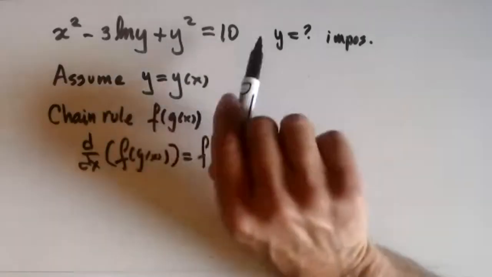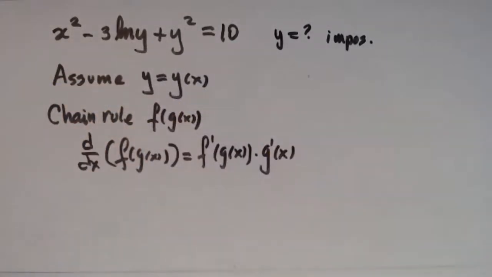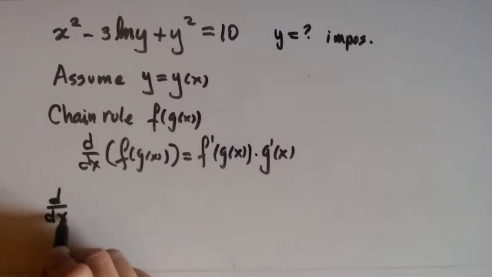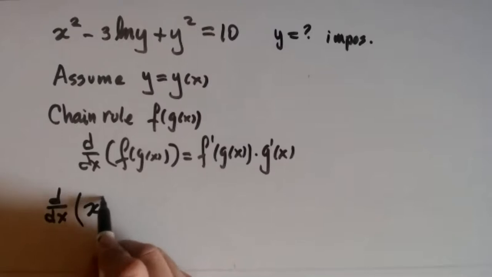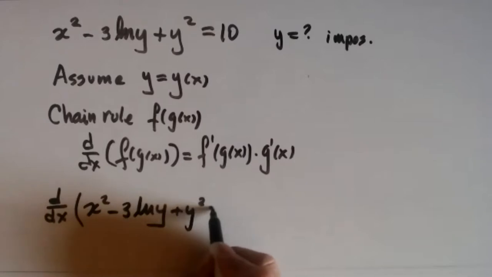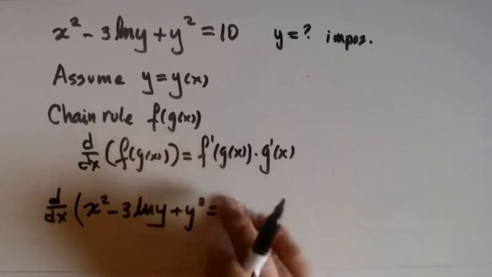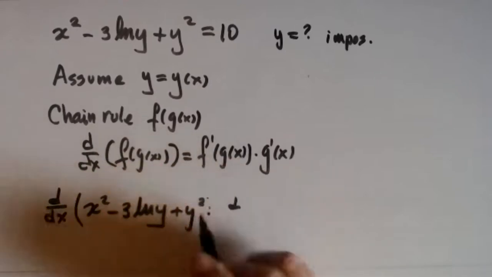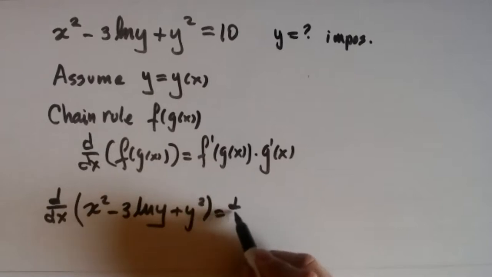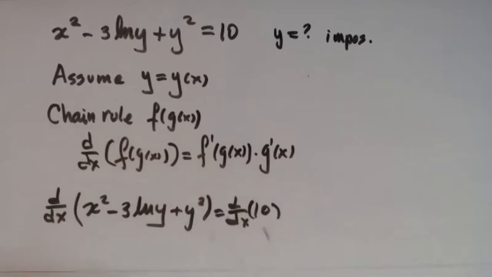So this is an equation, so I'm going to take the derivative on this side and this side. Let me write d/dx of (x squared minus 3 ln y plus y squared), equals d/dx of 10. Now, we know that the derivative of 10 is 0, so this is going to equal 0.